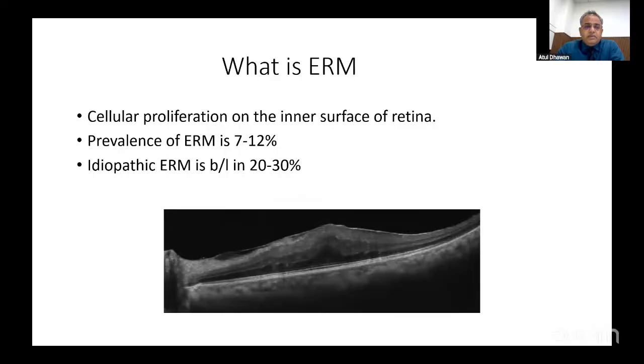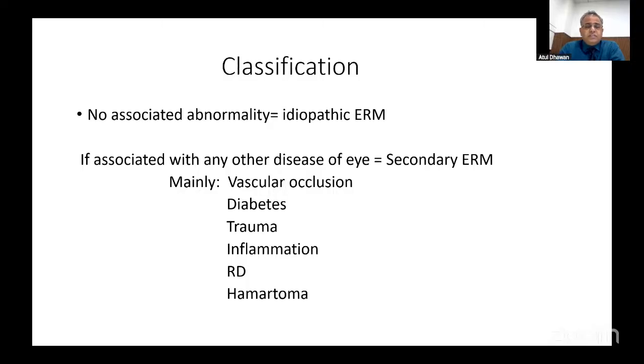Now, what is an epiretinal membrane? Epiretinal membrane is cellular proliferation on the surface of the retina. This membrane, which is hyperreflective on the surface of the retina, is called the epiretinal membrane. The prevalence is 7 to 12%. That means not all the epiretinal membranes that come are for operation. Most of the cases are just an incidental finding. And idiopathic ERM is bilateral in 20 to 30% of cases. Now, what is the classification of this? It is of two types, based on whether it is associated with some abnormality or not. If it is associated with some abnormality, then it is called a secondary ERM.